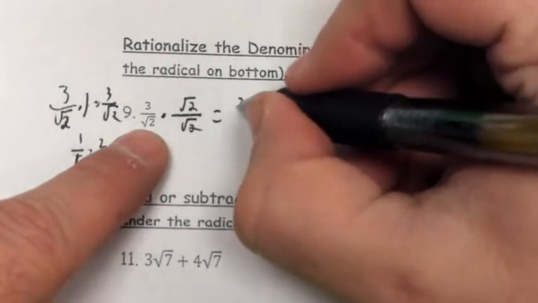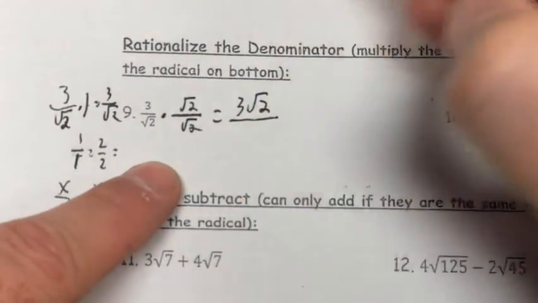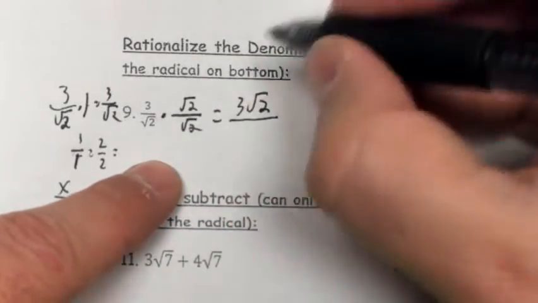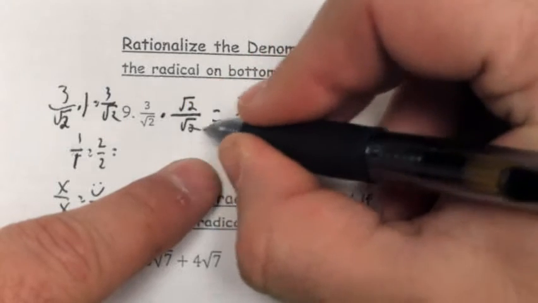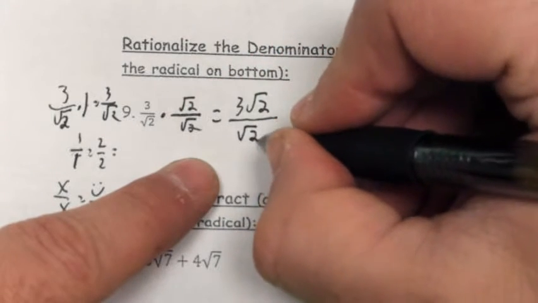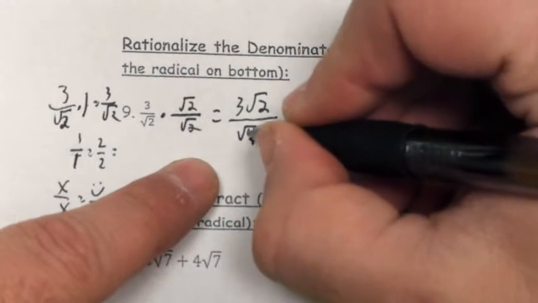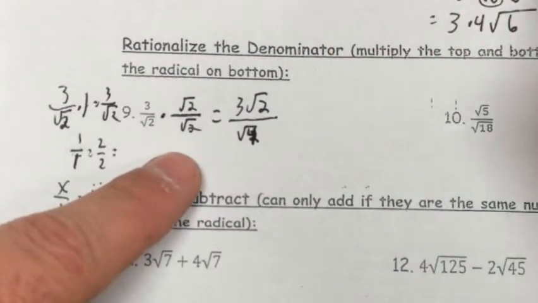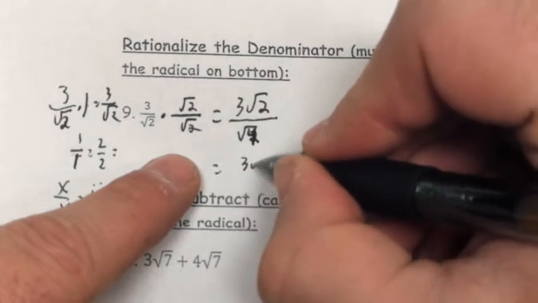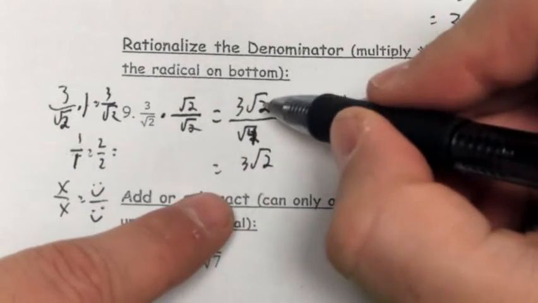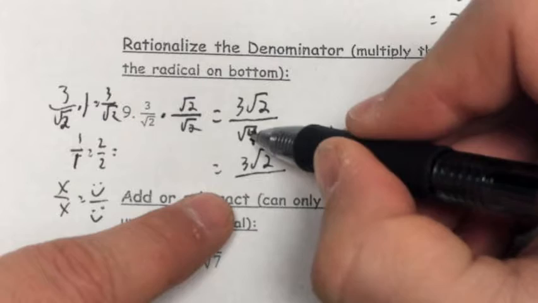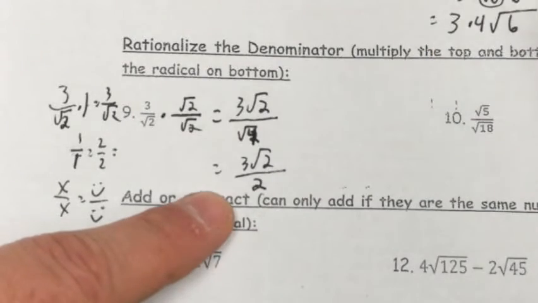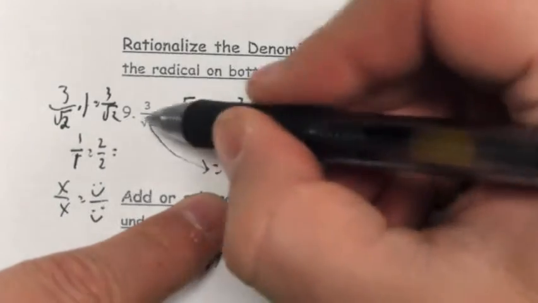3 times the square root of 2 is 3 root 2, divided by, and now we're going to multiply our radicals like we did in the section before. Square root of 2 times square root of 2 is square root of 4. I said that wrong the first time. Now we can simplify it and say that this is 3 square root of 2, and the square root of 4 is 2. So there I have the exact same thing, just written different ways.